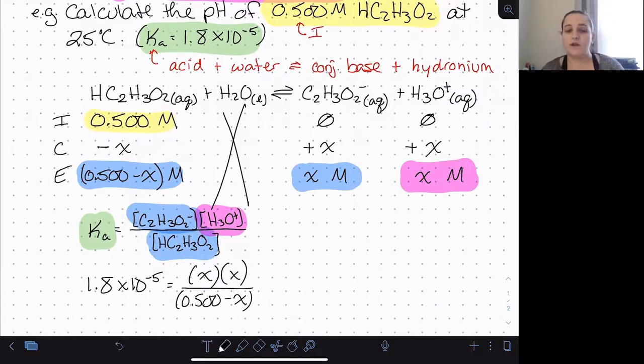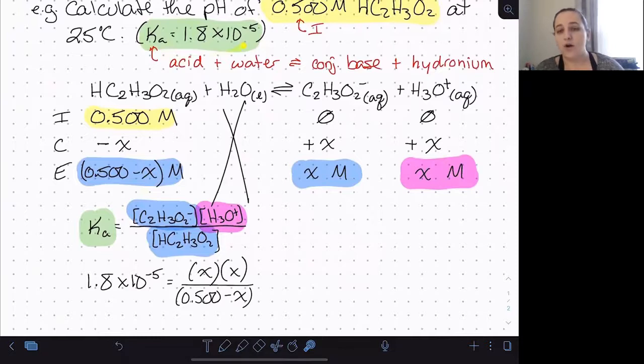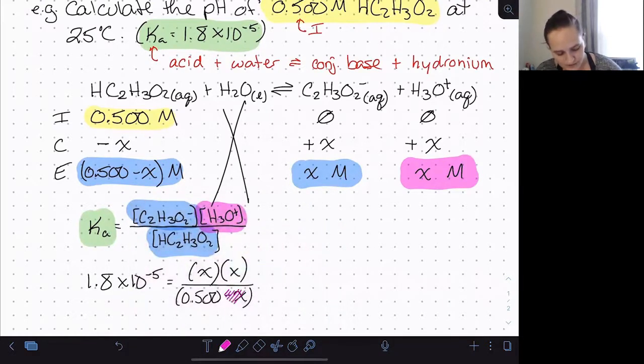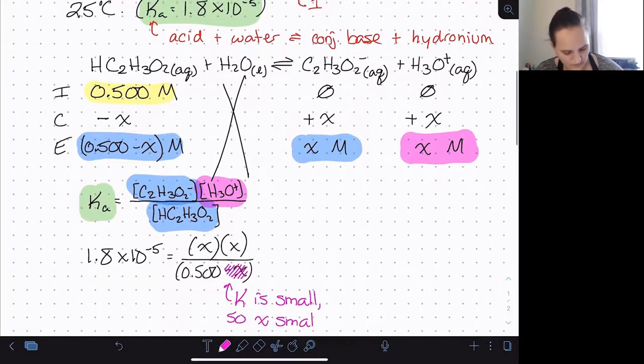Or we can recognize that we can simplify this. This is one of those cases where K is small, meaning that very little product is produced. If very little product is produced, x is a very small number. So 0.5 minus x is effectively still going to be 0.5. So we can ignore this minus x on the bottom. K is small, so x is small. So we can ignore added and subtracted x's.